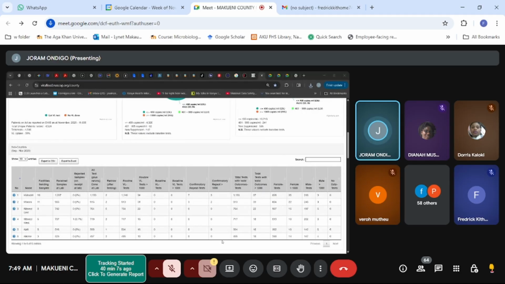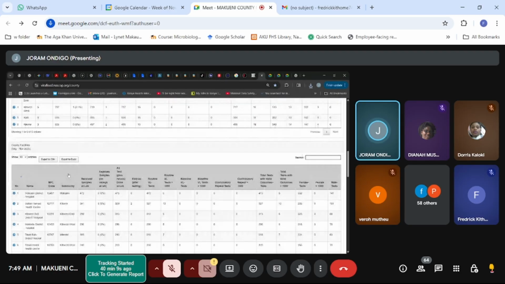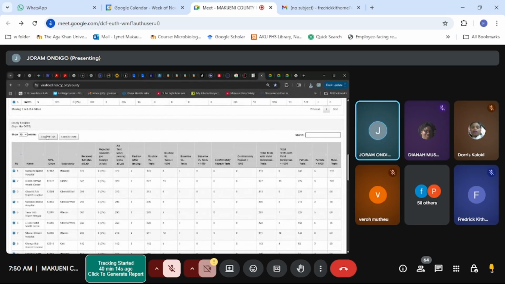Look at the facility level data. I told you, you just come here and export this. You just click on export for the facility. You click on that and it downloads. Usually downloads very fast. And then you can come and manipulate that data.